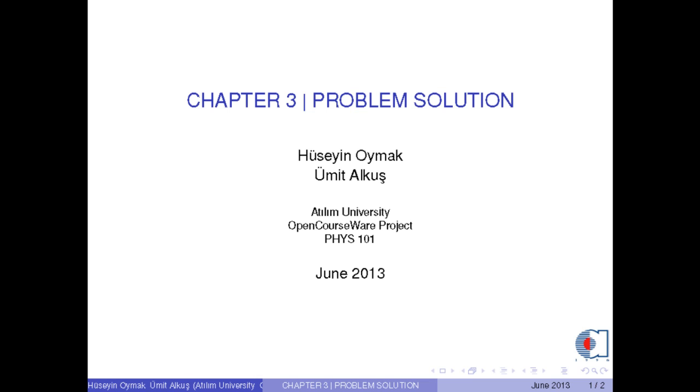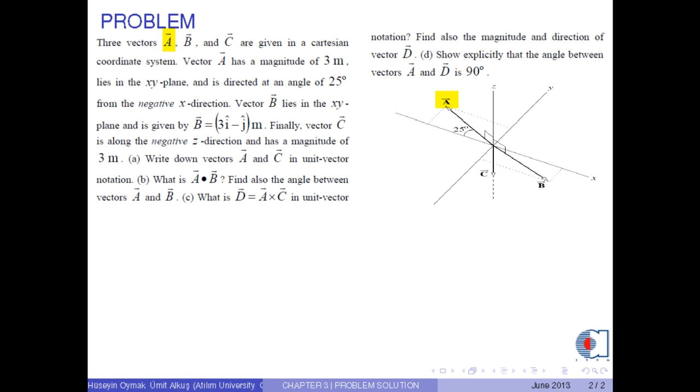In this video, we will solve one problem in chapter 3. Three vectors A, B, and C are given in a Cartesian coordinate system. Vector A has a magnitude of 3 meters, lies in the xy plane, and is directed at an angle of 25 degrees from the negative x direction. Vector B lies in the xy plane and is given by B equals 3 i hat minus j hat meters. Finally, vector C is along the negative z direction and has a magnitude of 3 meters.